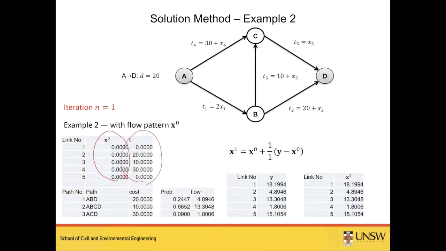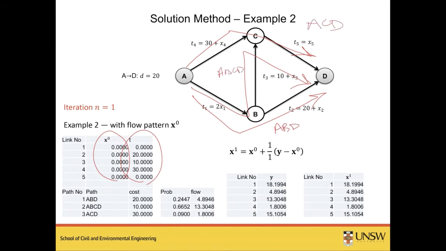from these X zeros and T zeros that I have, I can calculate the path cost, right? So I had this path, this path, and this path. So I have three paths. ABD is the bottom. The middle one is ABCD, and the top one is ACD. ABD would be 20 because it's T1 plus T2. ABCD would be T1 plus T3 plus T5, so that would be 10. And ACD, which is on top, would be T4 plus T5, which is 30.